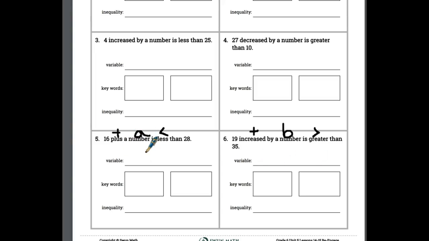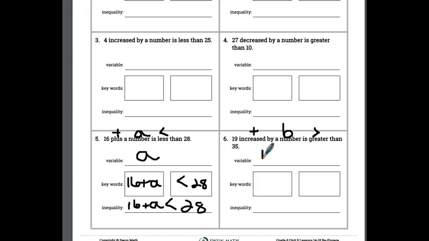Okay, so we said our variable was A. Our keywords again are the first part of this statement. 16 plus a number, and we said the number was A, is less than 28. Okay, and your inequality, you're just not pulling out the keywords here, you're actually writing your full inequality.